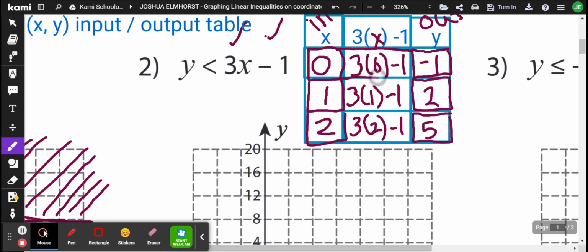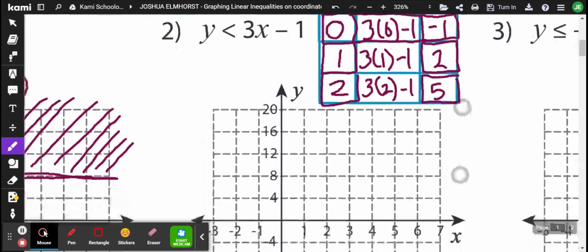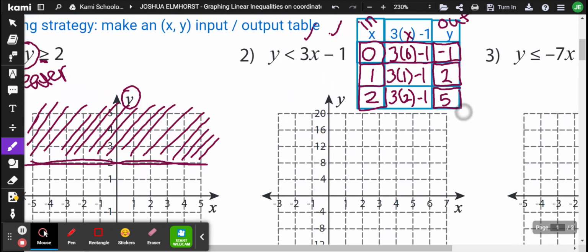So the first two coordinates is going to be 0, negative 1. So when x is 0, y is negative 1. So we'll plot our first point right here. The second point is going to be at x is 1, y is 2. X is 1, y is 2. And then we look at the third point.